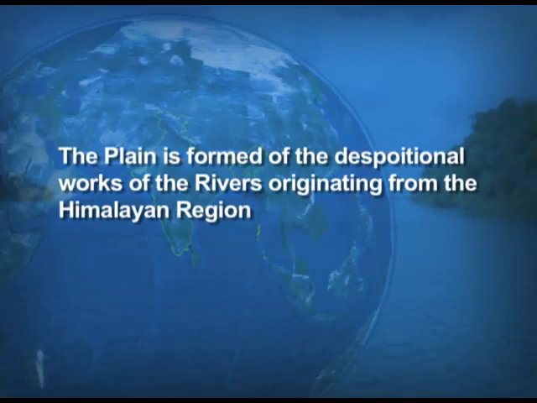The plain is formed of the depositional work of the rivers originating from the Himalayan region, and most of the water, which is known as the potential water, is confined in the states of the Great Plains in northern India. The percentage for that is 42%. So, children, may I ask you, do you understand the term potential?